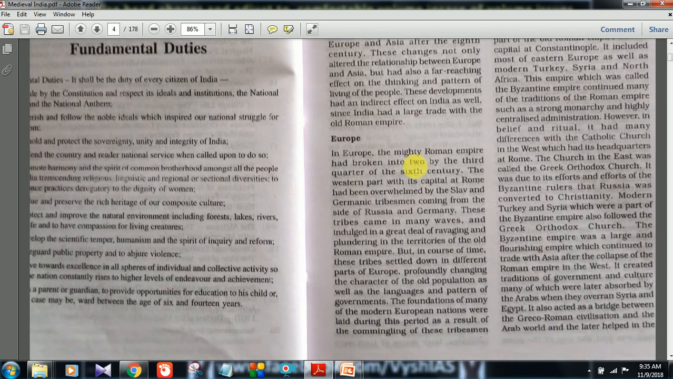Now we'll go place-wise. Europe is what they begin with. In Europe, the mighty Roman Empire, the biggest empire of the ancient time, had broken into two by the third quarter of the 6th century. The western part, with its capital at Rome, had been overwhelmed by the Slav and Germanic tribesmen coming from the side of Russia and Germany. Russia is in the east and Germany is on the western side of Europe.